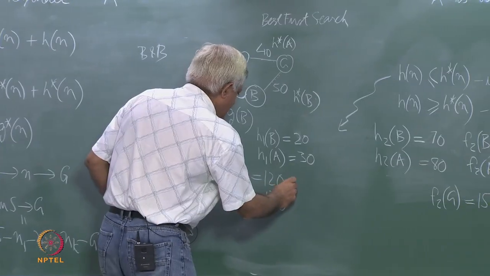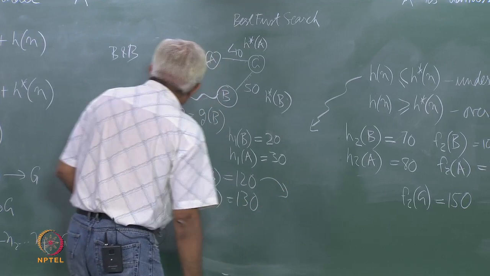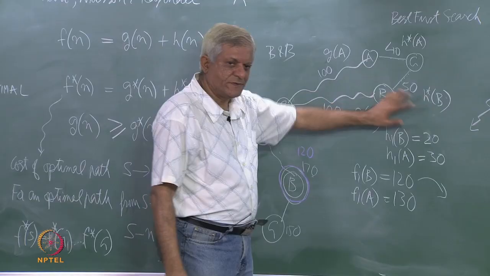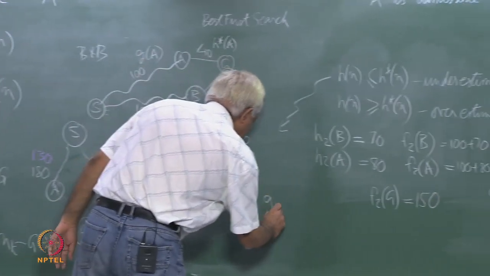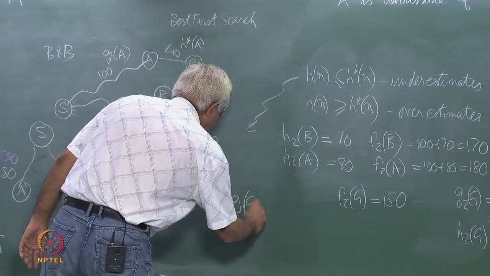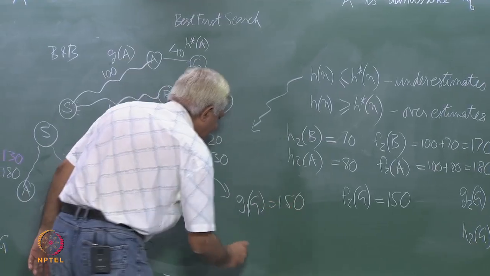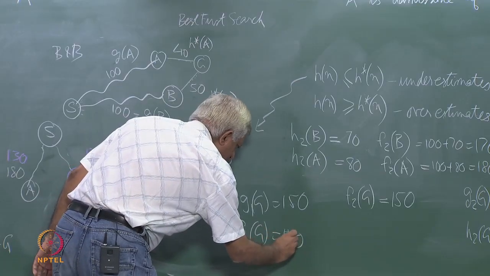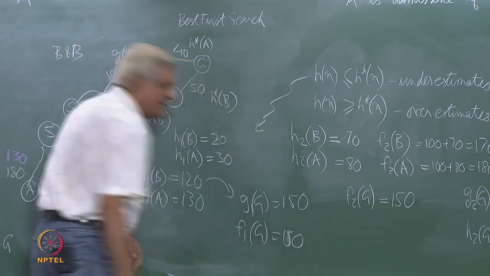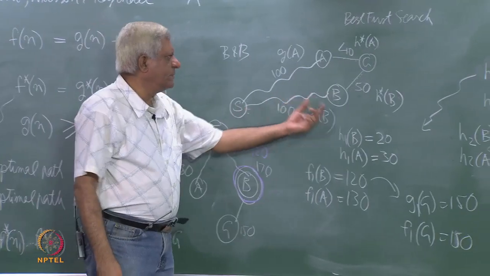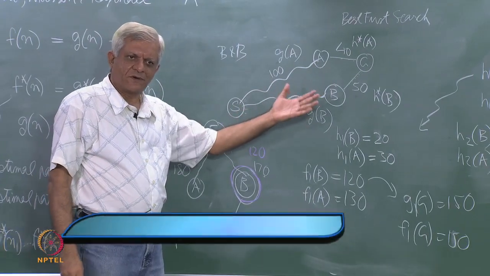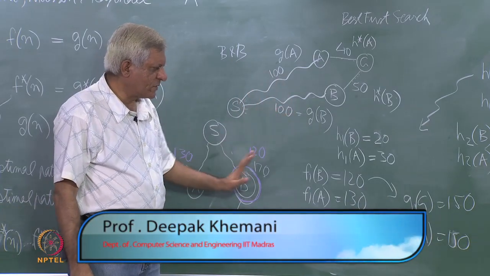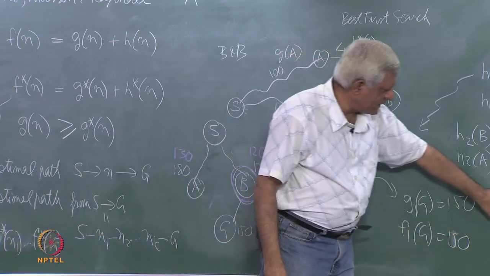After picking B, it will relax this edge from B to G, whose actual cost is 50. So, g of G is equal to 150, which means f1 of G is equal to 150. See, after they have found a path going from S to B to G, both of them know the actual cost. There is no longer this estimation done by H, because H is 0. So, the actual cost. So, f1 of G is 150 as well as f2 of G was 150.